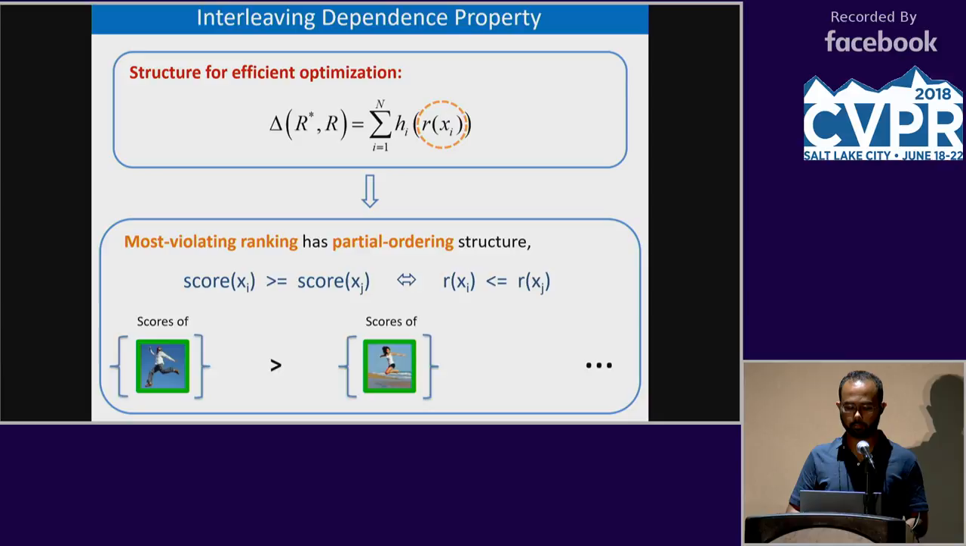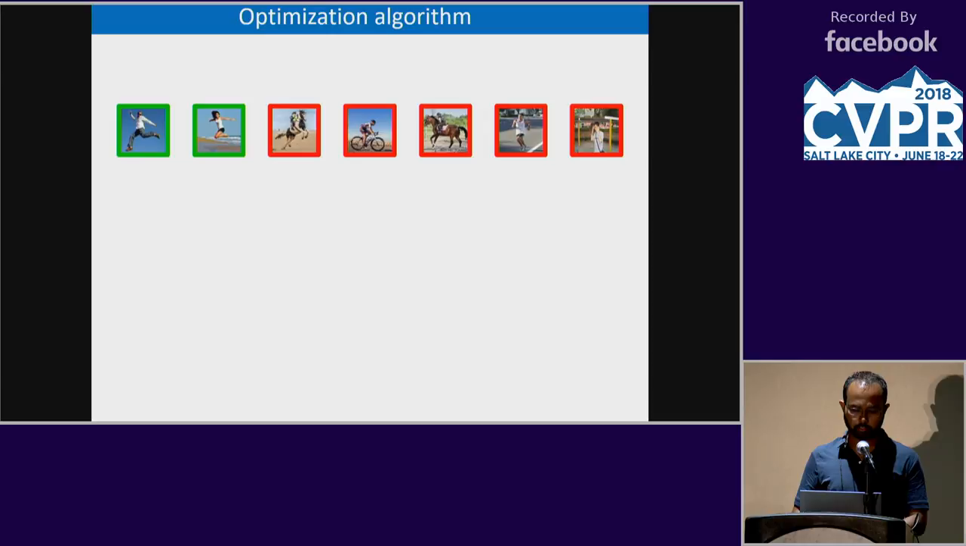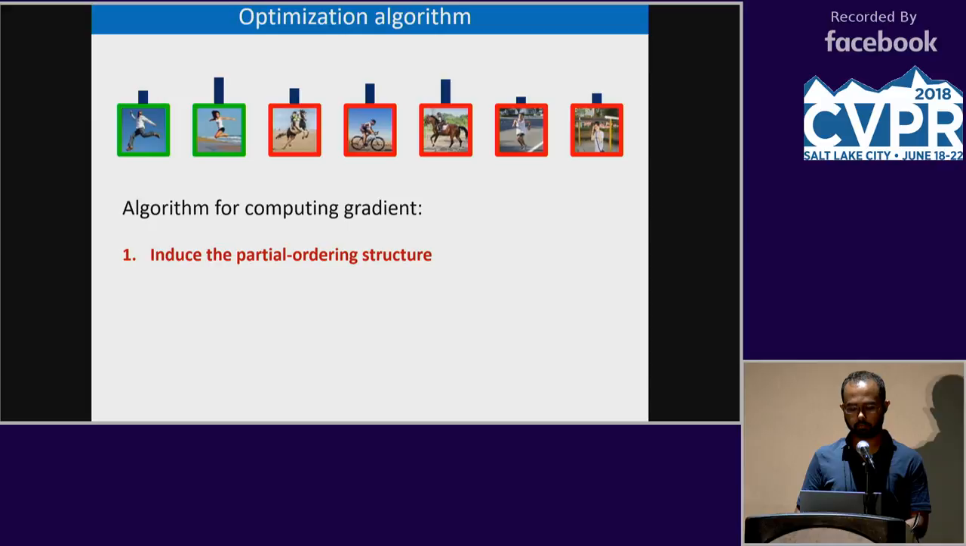So now that we have looked at properties that are necessary for efficient optimization, let's look at the algorithm that we propose that helps in optimizing rank-based loss functions efficiently. Given a set of images and their corresponding scores, the height of the vertical bars here are proportional to the scores. We can compute the gradient in two steps. First of all, we need to induce the partial ordering structure in the positive and the negative samples separately. And then we need to find the optimal interleaving pattern among the positive and the negative samples.